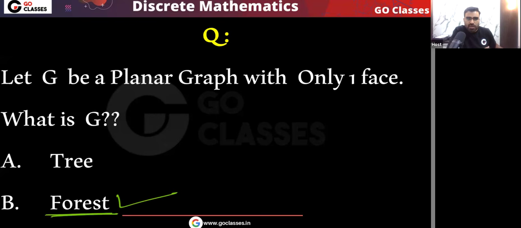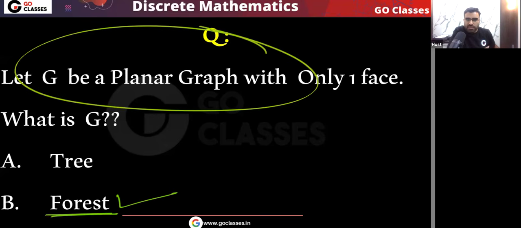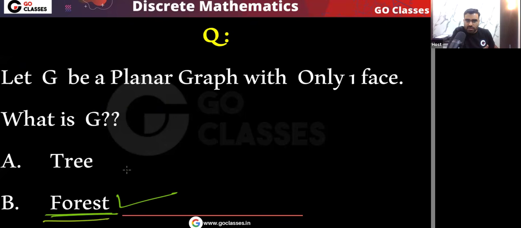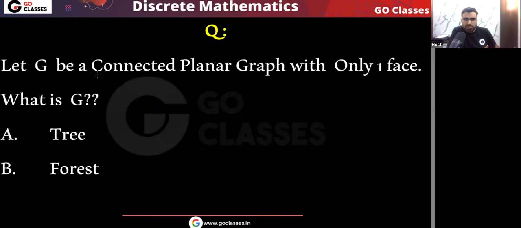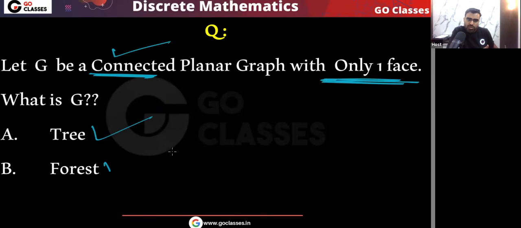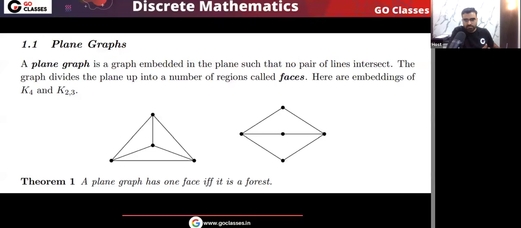Yes or no? If you have a planar graph with only one face, then I can guarantee it is a forest. But you cannot say that it is a tree, because for a tree you need it to be connected also. So if I ask you, a connected planar graph has one face, then what is G? Then the answer will be a tree. You can see a planar graph has one face if and only if it is a forest.